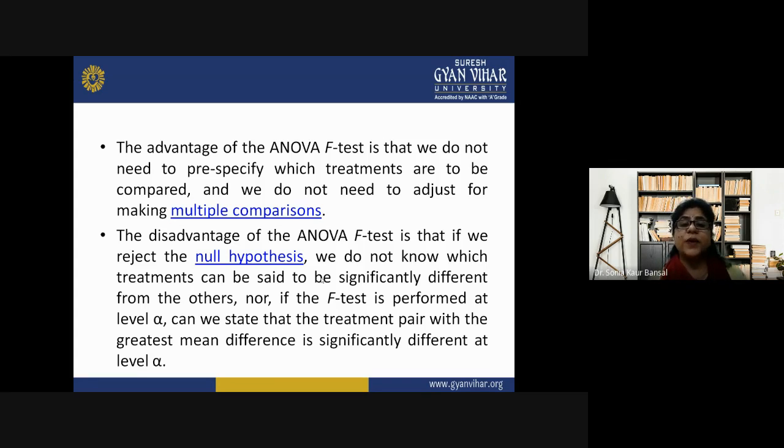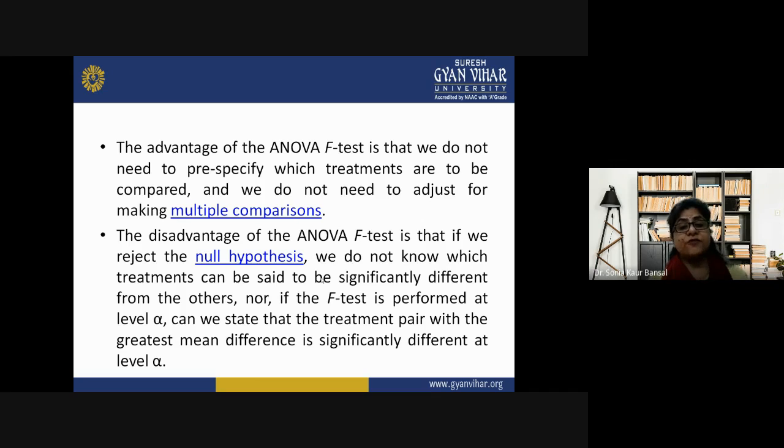So which treatments are to be compared, and we do not need to adjust for making multiple comparisons. All right. So the advantage of the ANOVA F-test is that if we reject the null hypothesis, we do not know which treatments can be said to be significantly different from the others. So we really don't know which are significantly different from the others. So this is actually a disadvantage, and it cannot be said that either one treatment is fully okay, or another 3 treatments are not different from others.